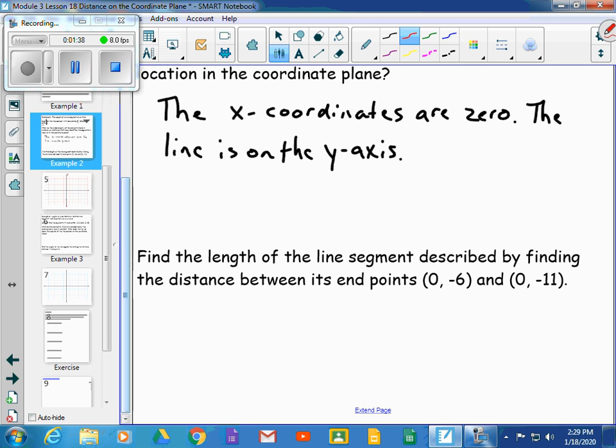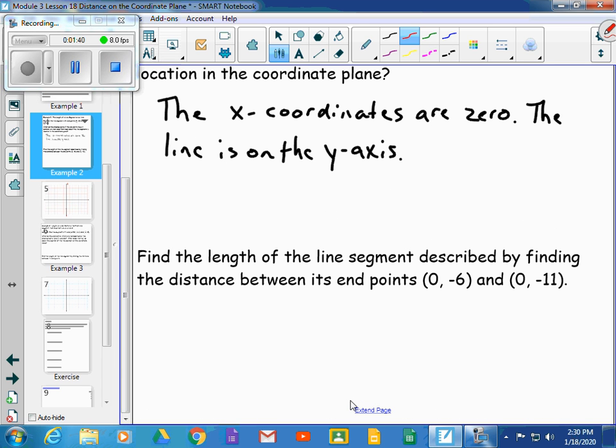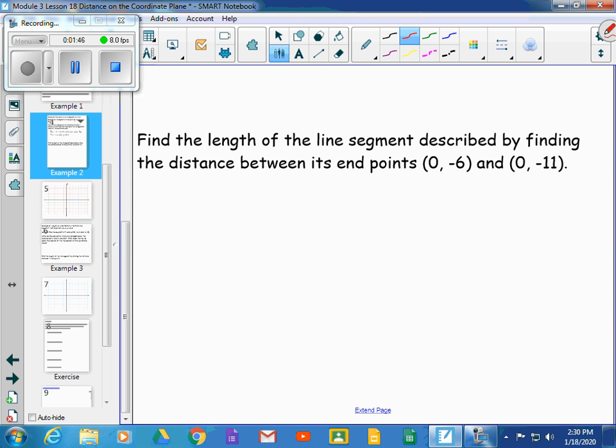Now it wants us to find the length of the line segment described by the distance between its endpoints. The x-coordinates are the same, so we're going to look at the y-coordinates this time. We're going to work with some absolute value. Notice that both of these are negative numbers. So whenever those y-coordinates are negative numbers, we're going to find the length of the distance between them by finding the absolute value of each number, and we're going to subtract the smaller absolute value from the larger absolute value.